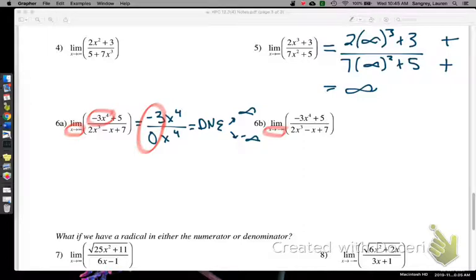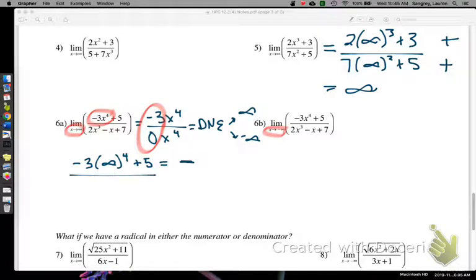So if I have negative 3 times infinity to the fourth power plus 5, let's think about this. Infinity to the fourth power, super large, but then I'm going to multiply by negative 3. So now that automatically becomes negative infinity. I'm adding 5, but I already have a really, really small negative number, so adding 5 is not going to make that positive. So I have a negative value on the top.